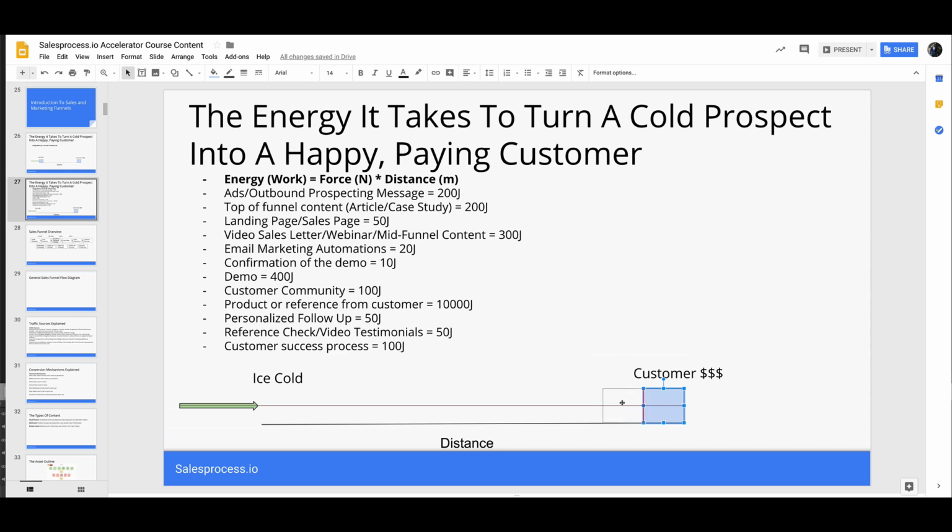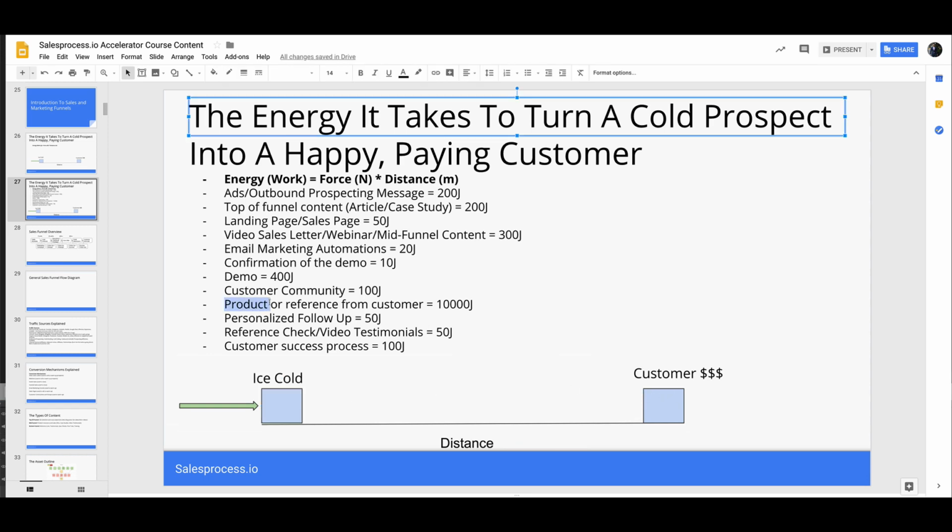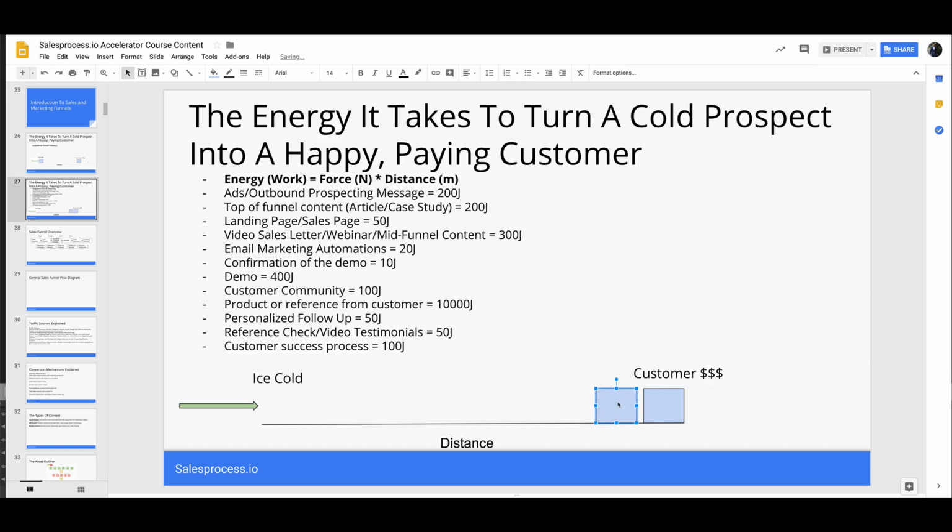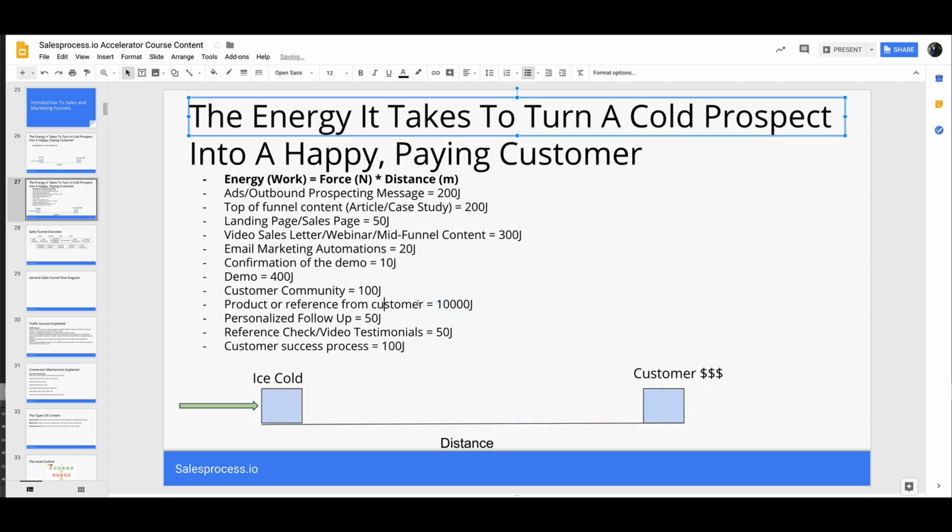Okay? So notice how much energy it takes to turn an ice cold prospect into a customer. Now, I also have this line here that says a product or reference from your current customer. Notice that I made this 10,000 joules. So if you have a reference from a customer, this is why it's so easy to sell referrals, because it does so much heavy lifting. One referral, you don't even need ads. You don't even need demos. You don't need anything. You don't need follow-ups. The customer already did the selling for you and inputted so much energy into the system. So if you were really smart, you'd probably want to focus on getting more of these types of customers.